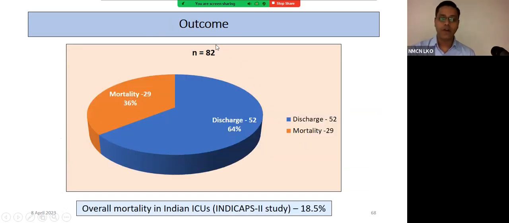Outcome wise, out of a total 82 tropical infection patients admitted in CCM, 52 were discharged. 1 patient is still ongoing, and 2 patients were discharged in a vegetative condition. Total mortality was 29. So we can see here that around 64% of patients were discharged, and mortality was around 36%. Overall mortality in Indian ICUs as per the INDICAPS 2 study is around 18.5%.